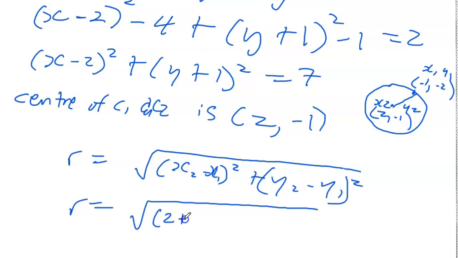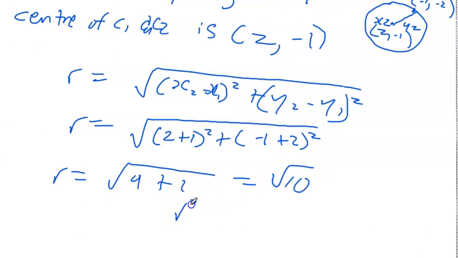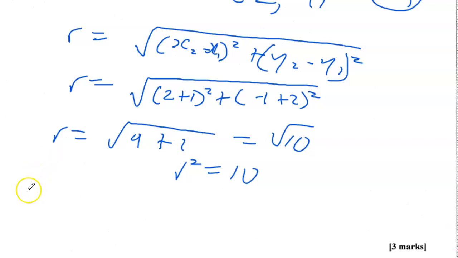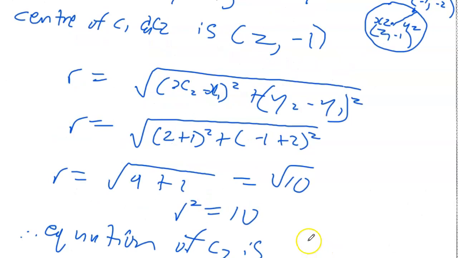So we end up with 2 minus minus 1, that becomes 2 plus 1. And then minus 1 minus minus 2 is minus 1 plus 2, all squared. So r is the square root of 3 squared, that's 9, plus 1, so the square root of 10. Which means r squared is equal to 10. So it means therefore that the equation of C2 is, remember the center, (x minus 2) squared plus (y plus 1) squared equal to r squared, which is 10.